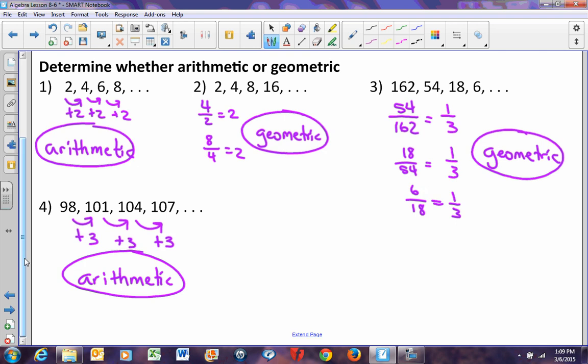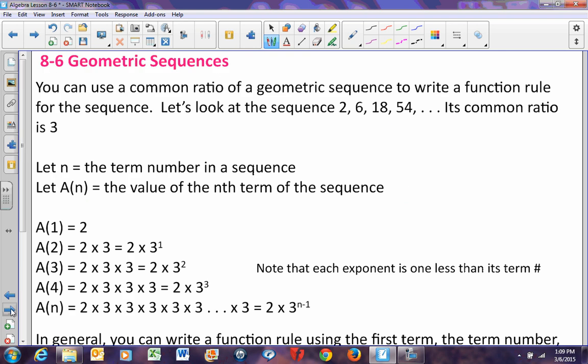Now, if you remember, we have this special formula for arithmetic sequences. We're going to look and see if there's a special formula for geometric sequences. You can use a common ratio of a geometric sequence to write a function rule for the sequence. Let's look at the sequence 2, 6, 18, and 54. Okay, 2 times 3 is 6, 6 times 3 is 18, 18 times 3 is 54, so its common ratio is 3.